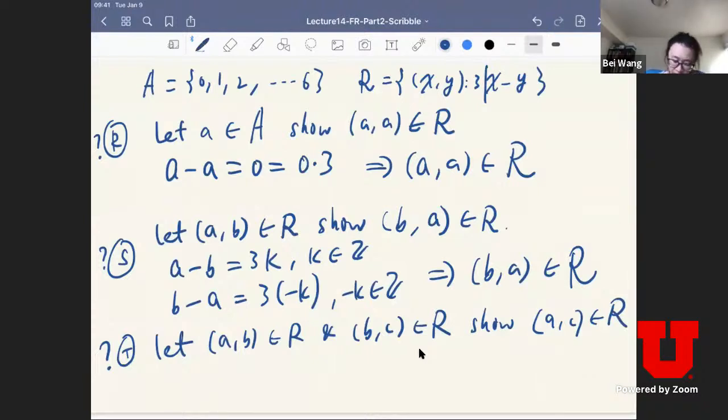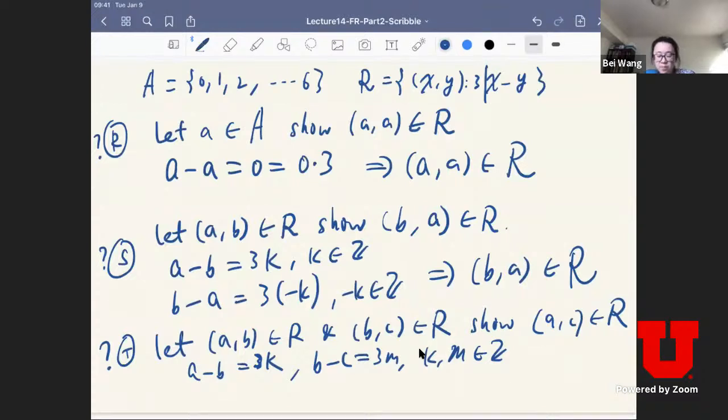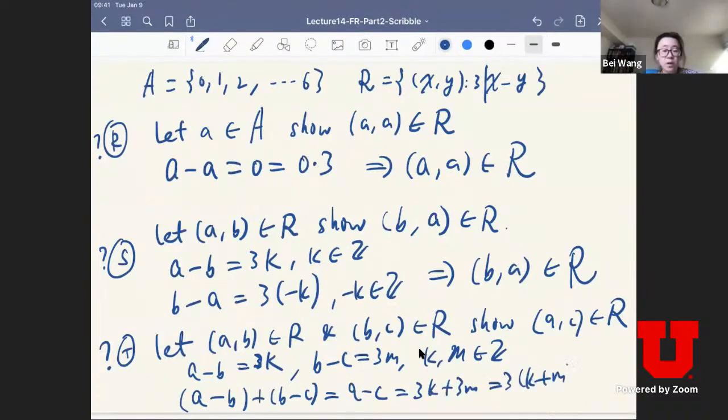Because AB is in R, we have A minus B is equal to 3K. BC is in R, that means B minus C is equal to 3M, where both K and M are integers. I can simply add those two together. I have A minus B plus B minus C, which is equal to A minus C is equal to 3K plus 3M, and 3 times K plus M. Because K is integer, M is integer, by closure property, K plus M is also integer.